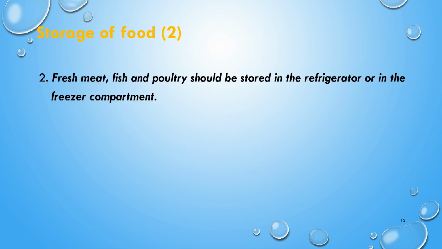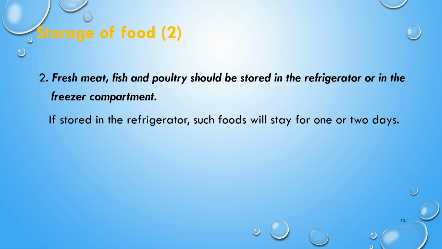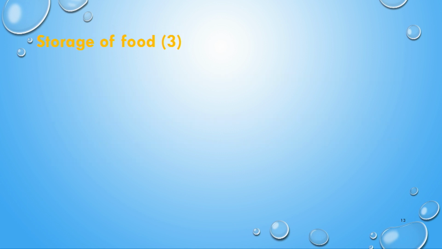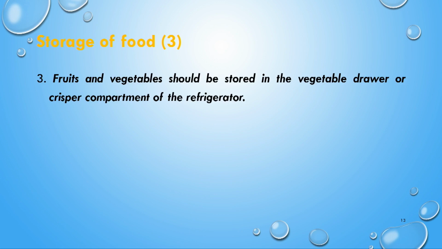Fresh meat, fish, and poultry should be stored in the refrigerator or in the freezer compartment. If stored in the refrigerator, such foods will stay for 1 day or 2 days. If stored in the freezer, the storage period will be longer, possibly more than a month.